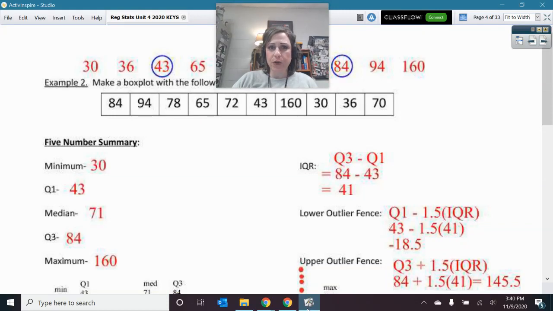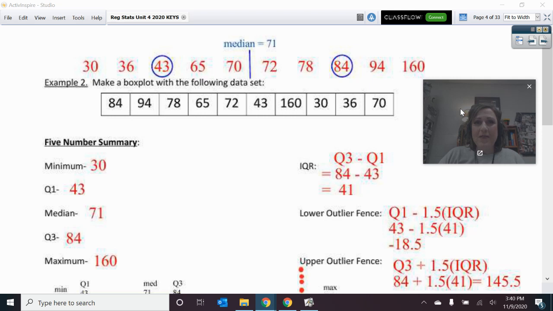All right, let's see how you did on your box plots that you made. This will be my second recording on this because the first one I had put 106 instead of 160. So let's do that again.